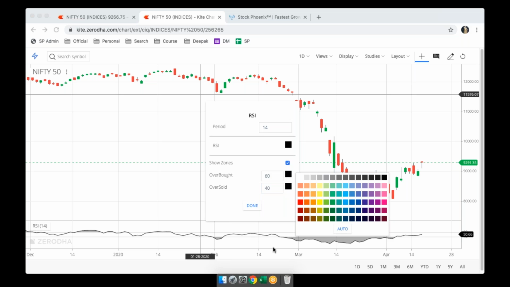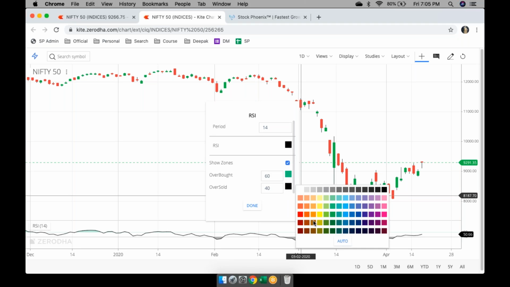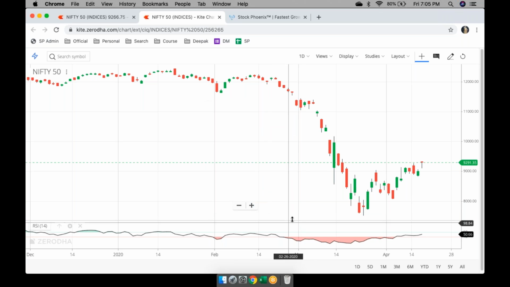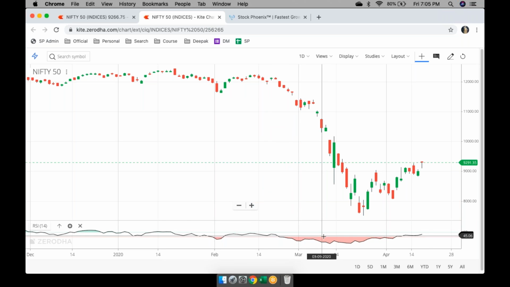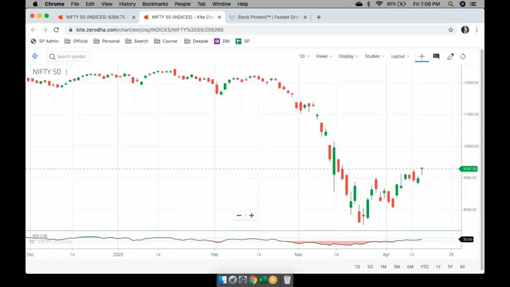Usually traders will keep 70 and 30, or 80 and 20. In the Stock Phoenix setup, our metrics are 60 and 40, and whatever color you like, you can keep. I'll keep green above and red below. Just to expand this, let me show you.